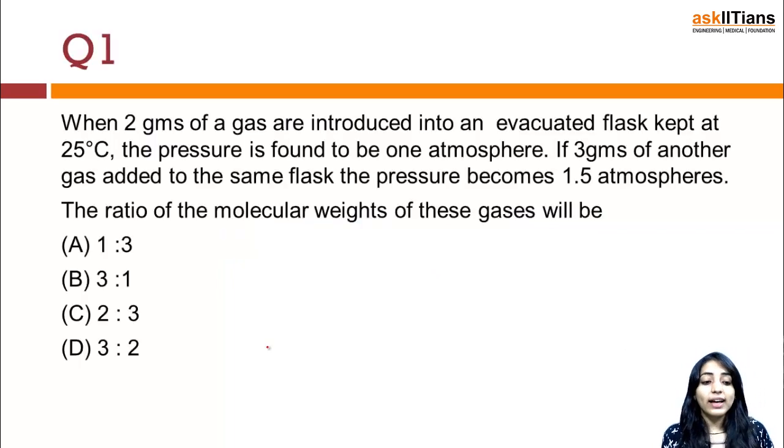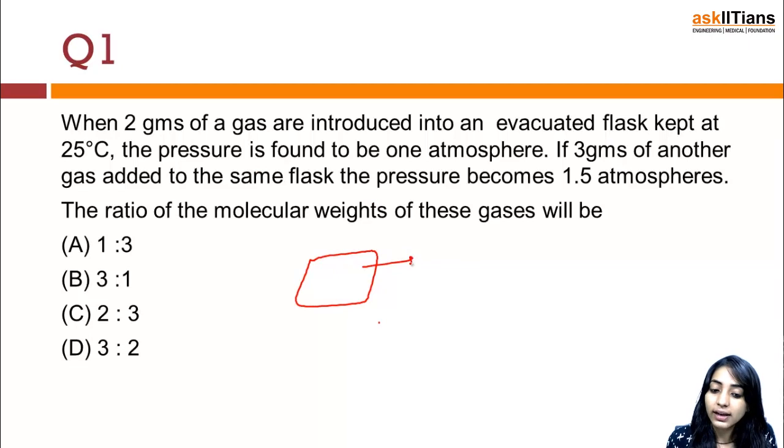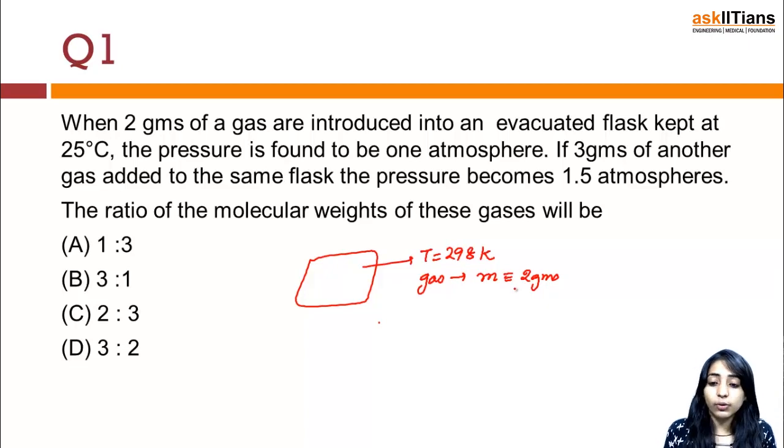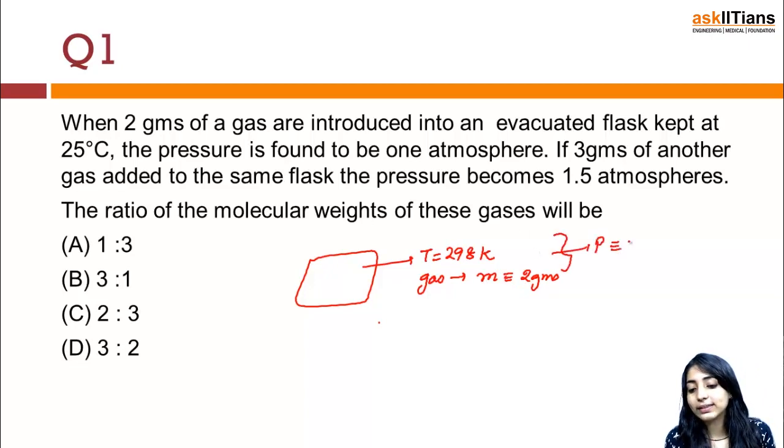The first question is: when 2 grams of a gas are introduced in an evacuated flask kept at 25 degrees Celsius, that means the flask is at a temperature of 298 Kelvin and the mass of the gas inside is 2 grams. So this has been introduced into an evacuated flask kept at 25 degrees Celsius. The pressure is found to be 1 atm.